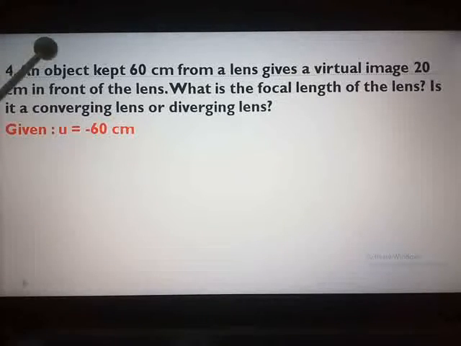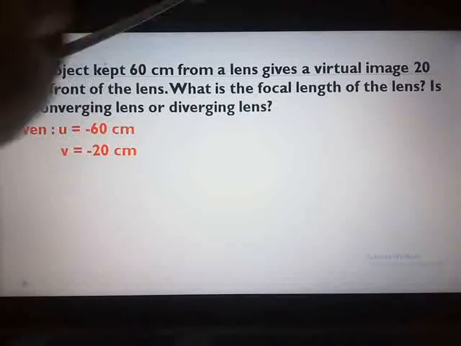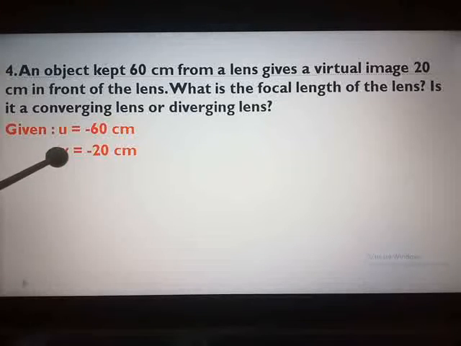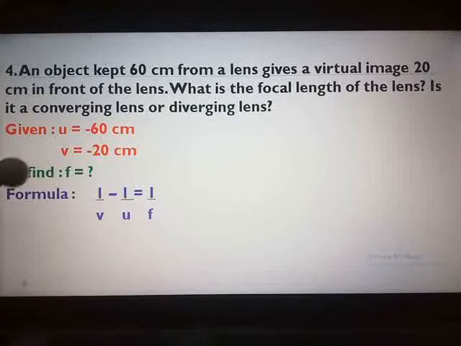First, given object distance U, I have already told you, you will take it as minus 60 cm. Virtual image 20 cm, so image distance V is minus 20 cm. Virtual image it is. What is the focal length? You have to find the focal length, that is small f. Is it a converging lens or diverging lens? Now as usual you will take the lens formula: 1 upon V minus 1 upon U is equal to 1 upon F. This is the lens formula.